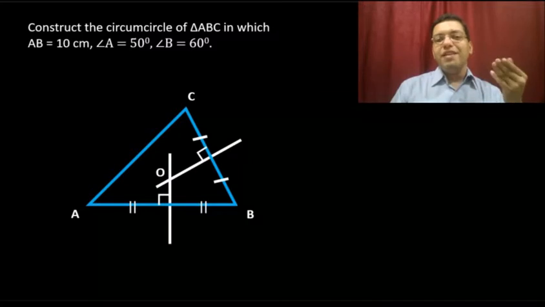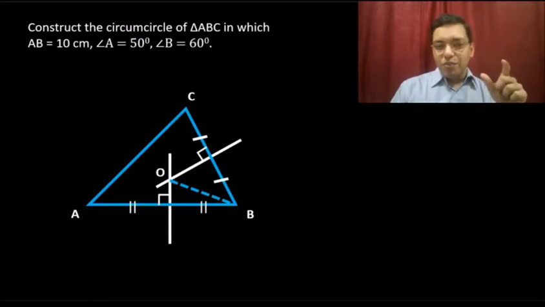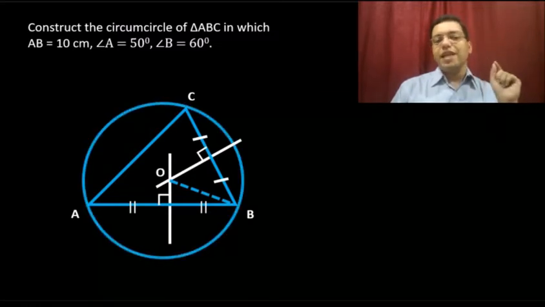Now, how do you find the radius of the circumcircle? You just measure the distance from this point O to any of the vertices of the triangle ABC. So let's take OB as the radius. So with O as center and OB as the radius, we can draw the circumcircle of triangle ABC. Now let's see how this is done step by step.